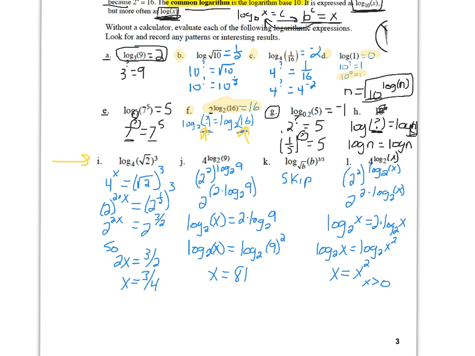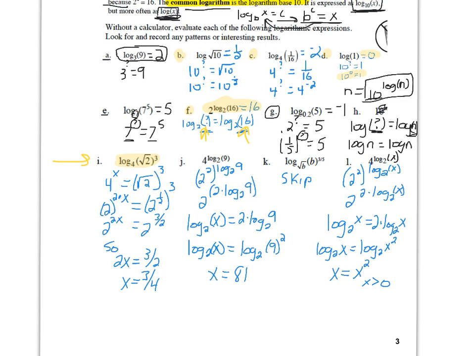Now as we get into the last 4, I, J, K, and L, instead of using a question mark, I'm going to start using x, just because of some mathematical operations. But we're really not finding x in this case. I'm just using it as a variable. So my log base 4 of the square root of 2 raised to the third power.